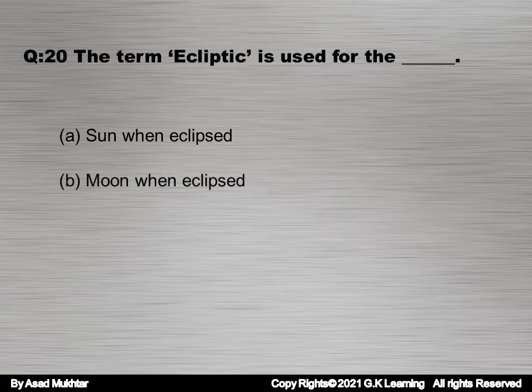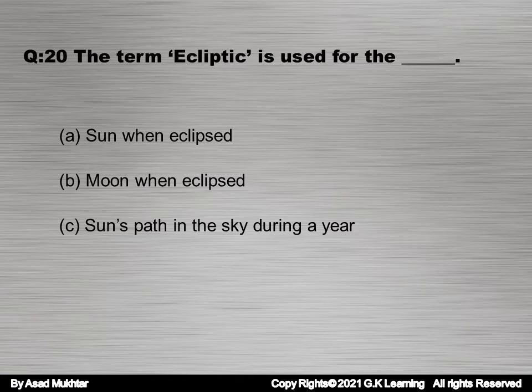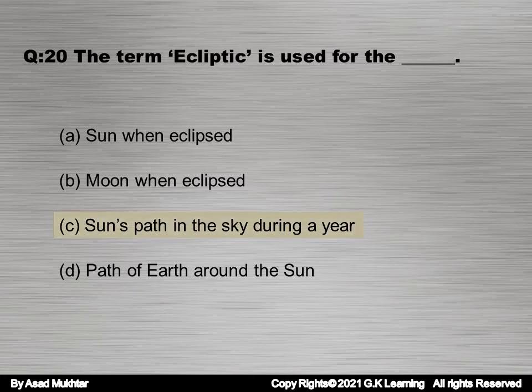The term ecliptic is used for the Sun when eclipsed, Moon when eclipsed, Sun's path in the sky during a year, path of Earth around the Sun. The answer is Sun's path in the sky during a year.